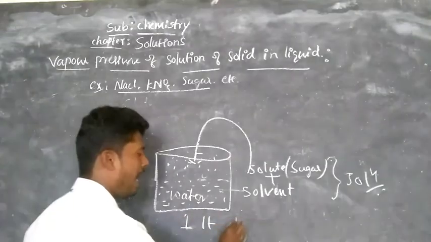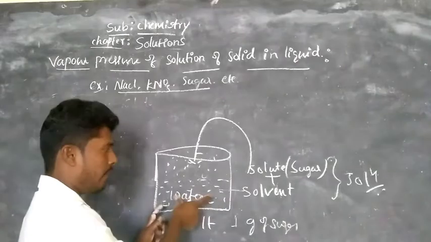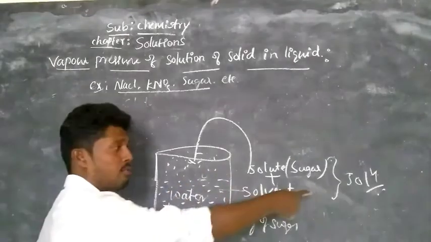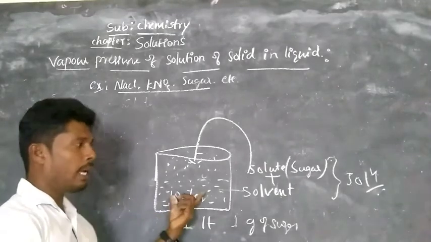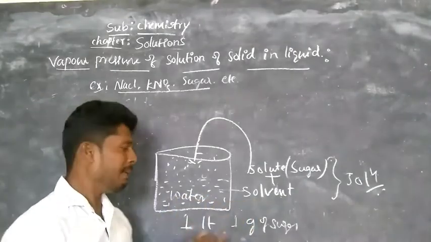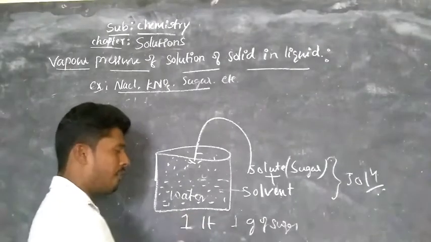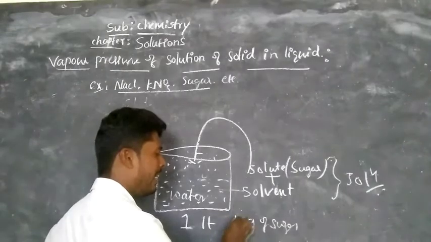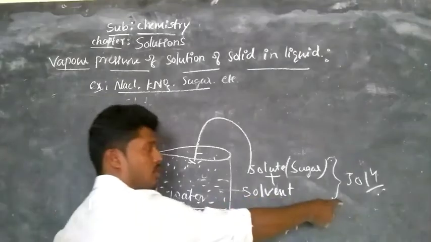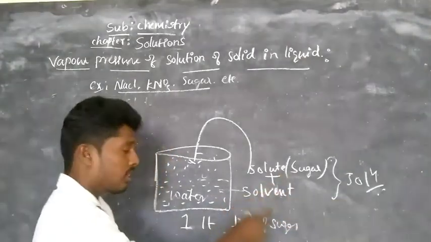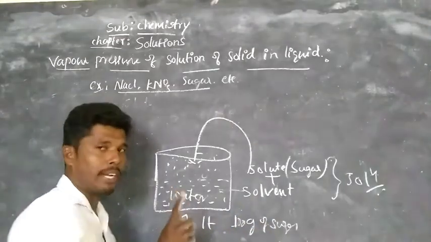To that add 1 gram of sugar. The vapor pressure of the sugar solution is reduced less compared to the pure solvent, water. Similarly, to the same quantity of water, meaning 1 liter of water, if we add 100 grams of sugar, then you get a sugar solution again, but the thickness of the 100 gram sugar solution is higher than that of the 1 gram sugar solution.